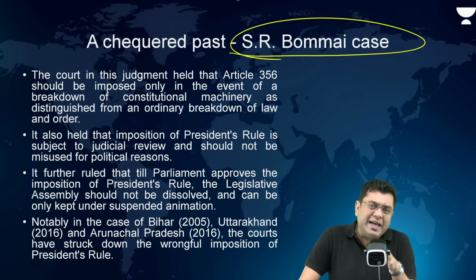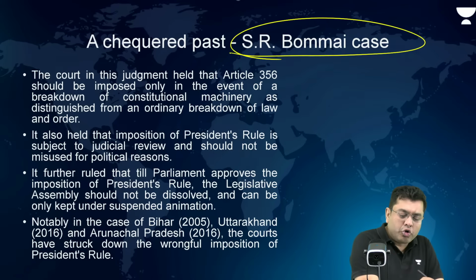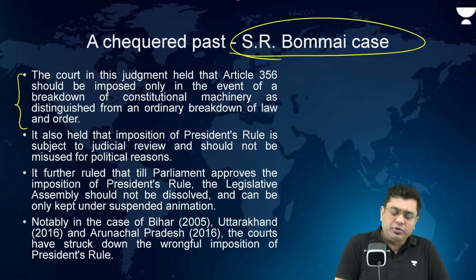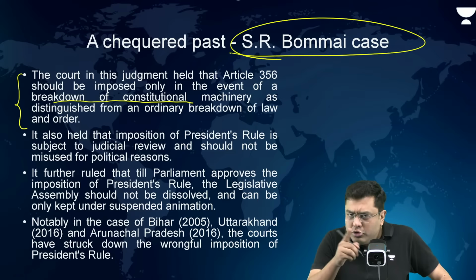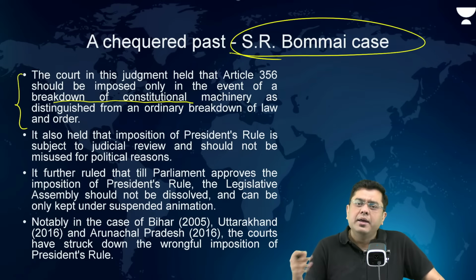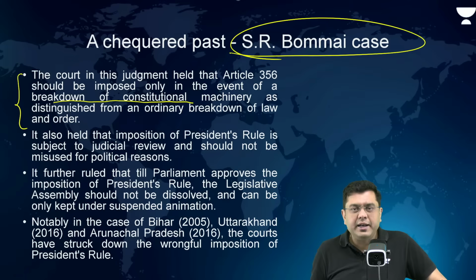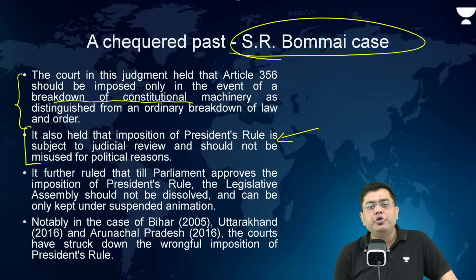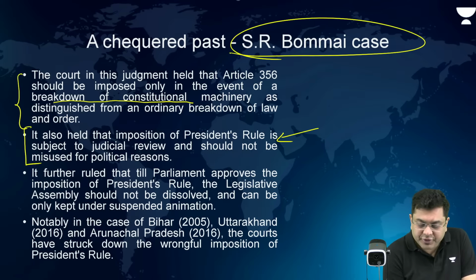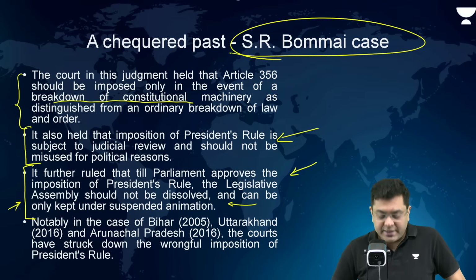So after that, the amount of this misuse has reduced. The court, in its judgment of S.R. Bommai, held Article 356 should be imposed only in the event of breakdown of constitutional machinery, not simply a law and order problem, but when the functioning of the institutions is not possible, only then impose this. It also held that imposition of President's rule is subject to judicial review, which was earlier not followed. Further, it ruled that if Parliament approves the imposition of President's rule, the Legislative Assembly should not be dissolved and can only be kept under suspended animation.